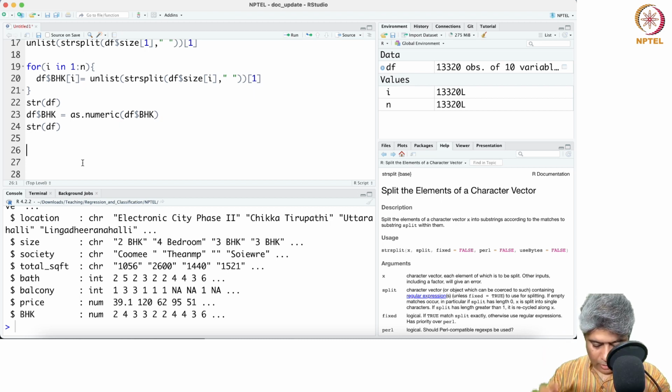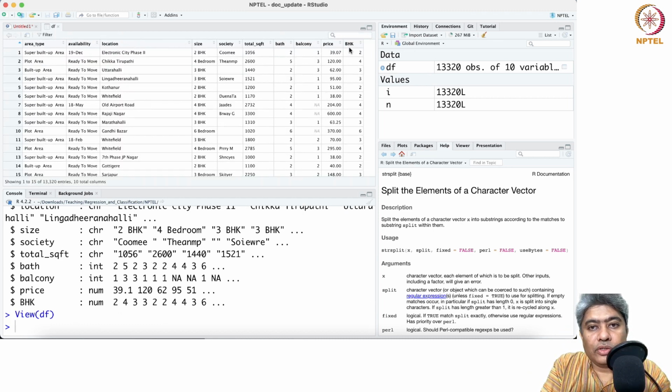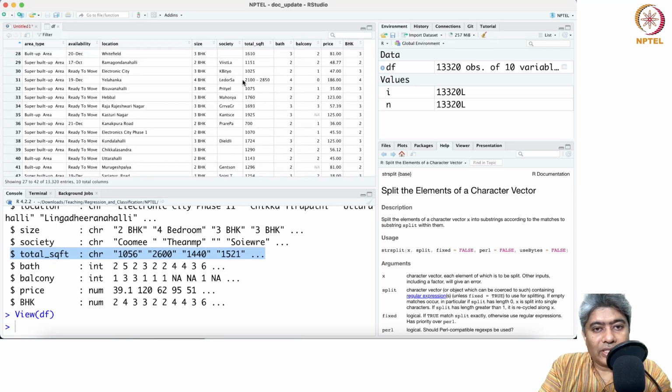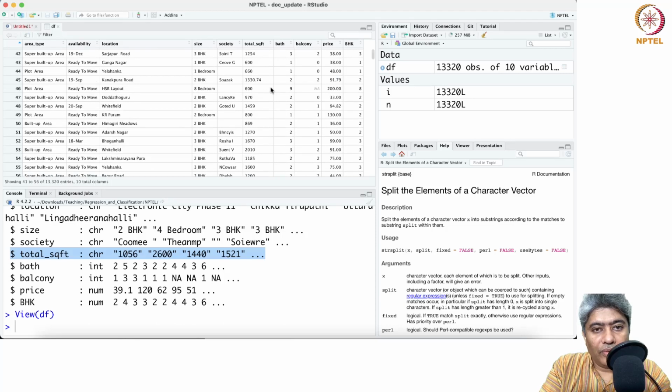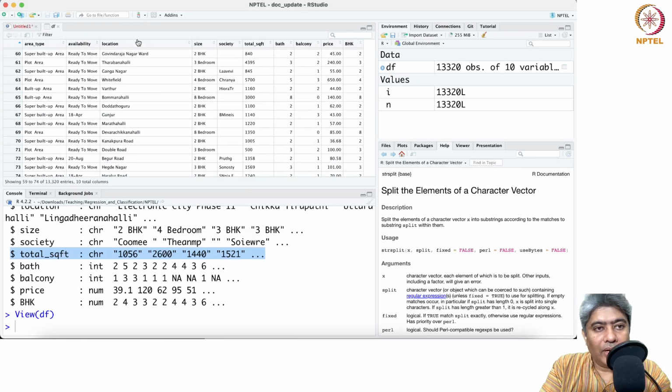Next, let us look into the data set. For BHK, the size was split into two parts, and the numeric part of the size was converted into numeric. Now we have to look into the total square feet. If you can see, total square feet is considered a character variable, because there were a lot of dash signs and very weird ways in which the values were stored.